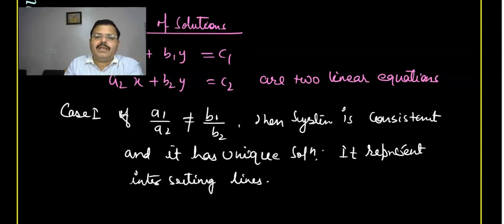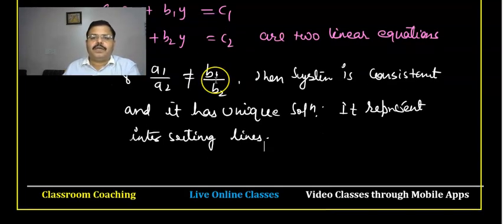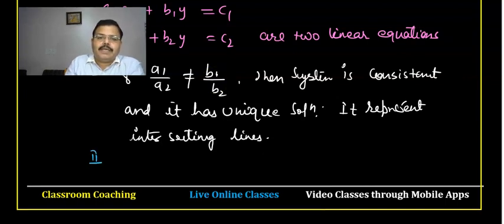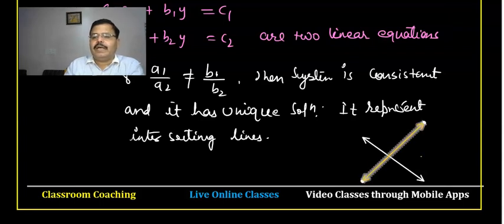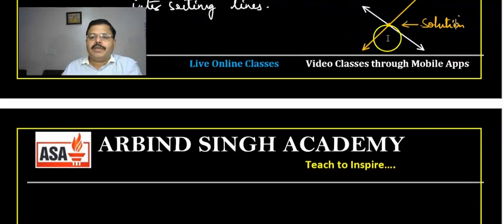Intersecting lines. That is, two lines will intersect each other. Now, the second case, case 2. Intersecting lines means these two lines will intersect each other and the common point will be the solution. Say this is a line and there will be another line. So these two lines will intersect somewhere and that common point will be a solution.